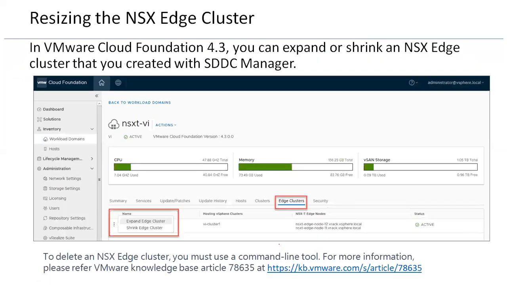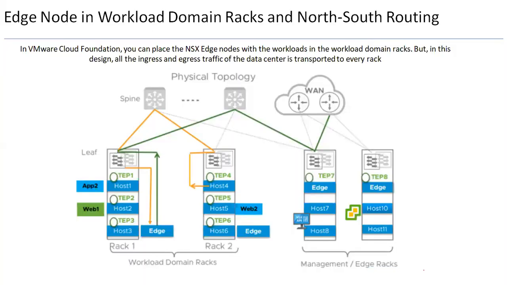Okay, then if you want to expand or perform any day-two operations with your edge cluster, it's available in the particular domain. You will go to the management domain, workload domain, whichever you are using. Go there under the edge cluster section, and you will find the option to expand the edge cluster if you want to add nodes, or shrink the edge cluster if you want to delete any existing edge nodes. You can refer to the given KB article if you want to make any change in the existing edge cluster environment.